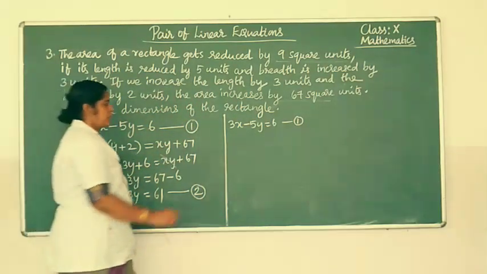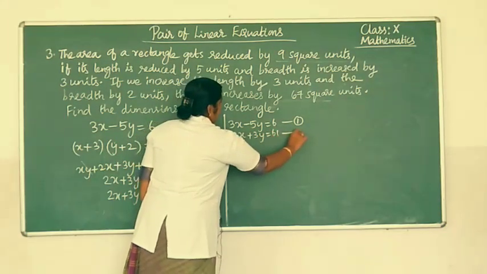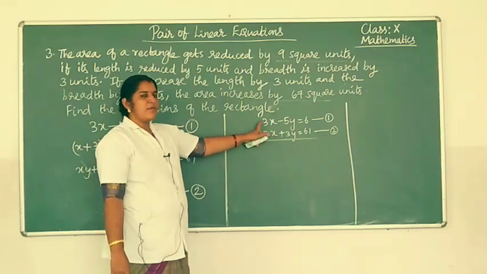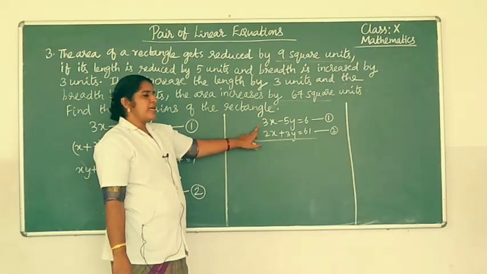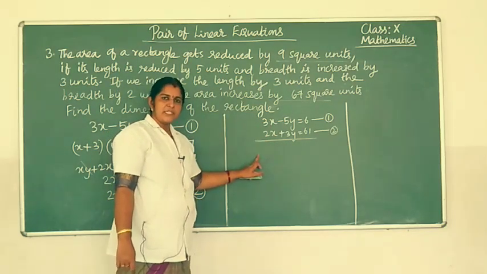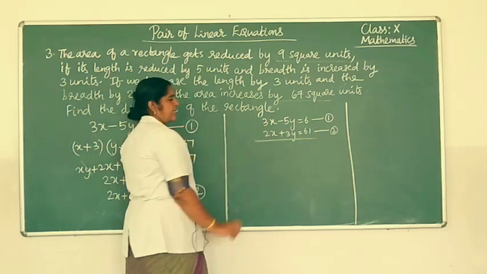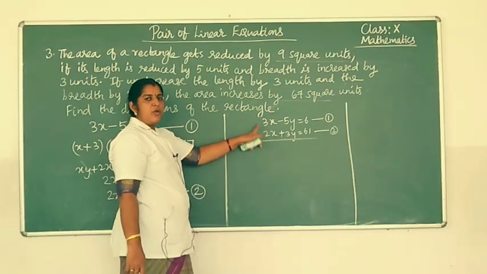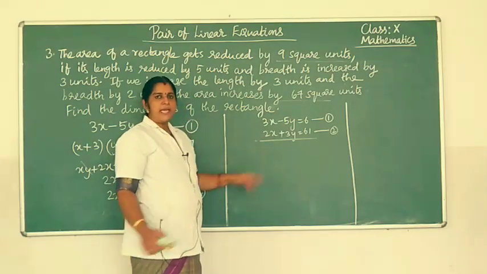2x plus 3y equal to 61, equation number 2. We have the two equations, equation 1 and 2. Now we are applying the elimination method. Here you see the coefficients of x and y are different. To make the coefficients equal, look at the coefficients of x. The first coefficient is 3 and the second coefficient is 2. So multiply the first equation by 2 and the second equation by 3.